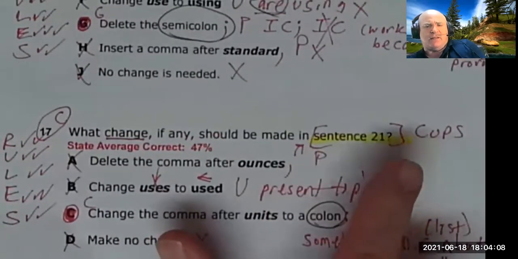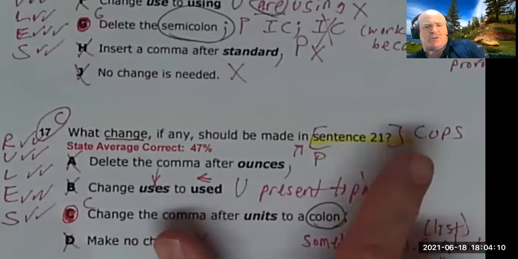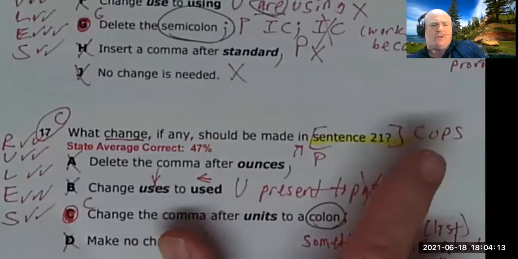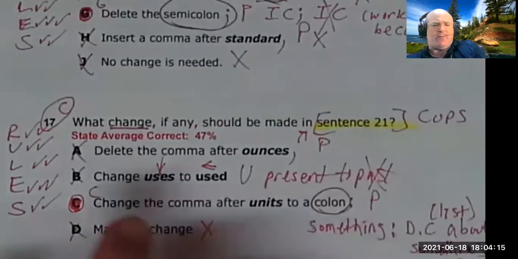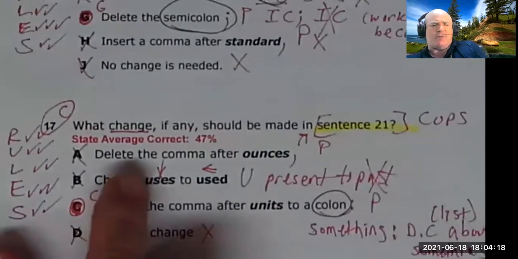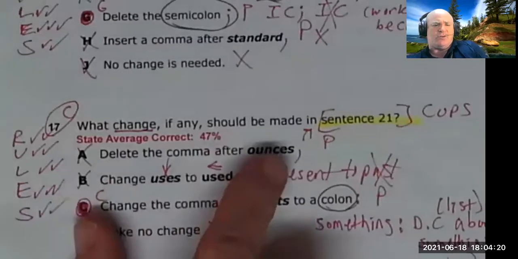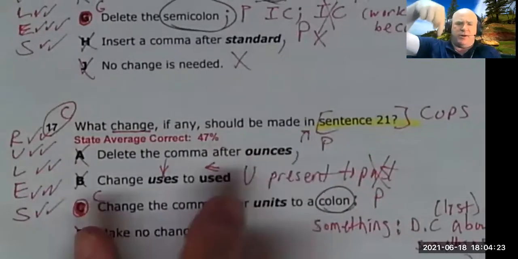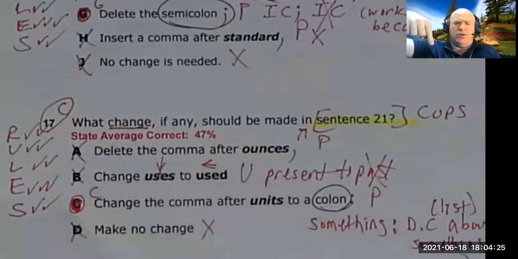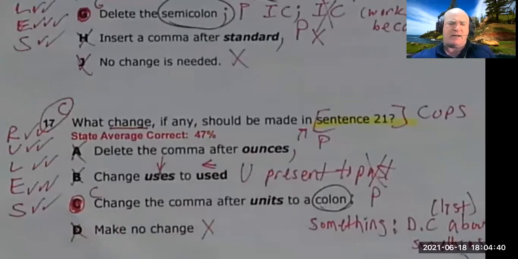And then you can write the word CUPS. That means the mistake can only be a capitalization, usage, punctuation, or spelling mistake. So sentence 21, delete the comma after ounces. So ounces, comma, that would be punctuation. Change uses, present tense, pointing right down, to used, past tense, moving backwards. Because those are both words that are correctly spelled, we have to check the subject-verb agreement to see if it's past tense or present tense.